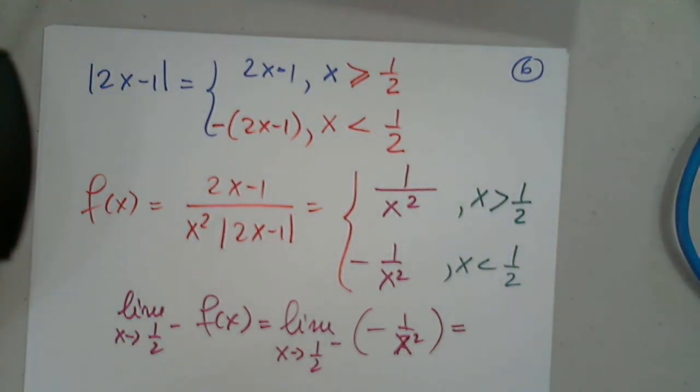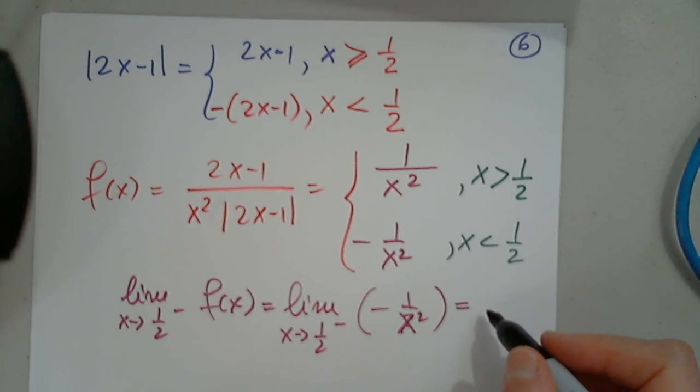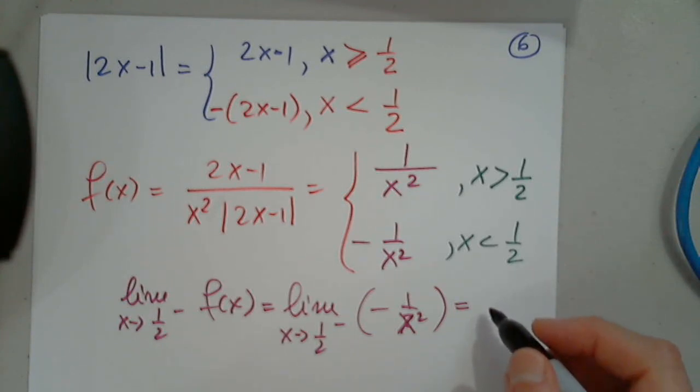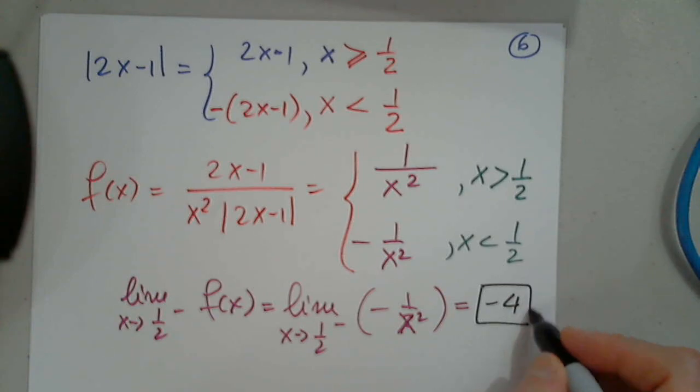Awesome! What is the answer now after all this work? Negative 1 over 2 squared. And the answer is? Negative 4. Great job.